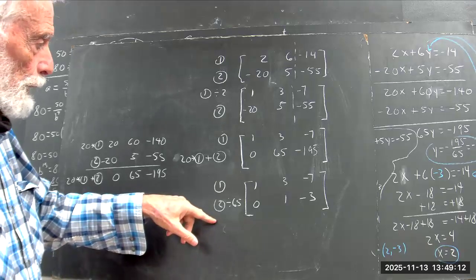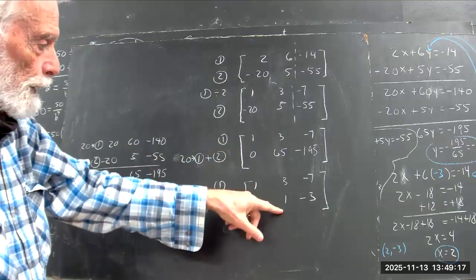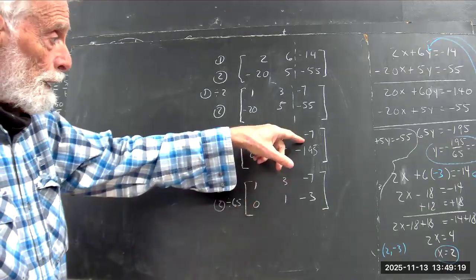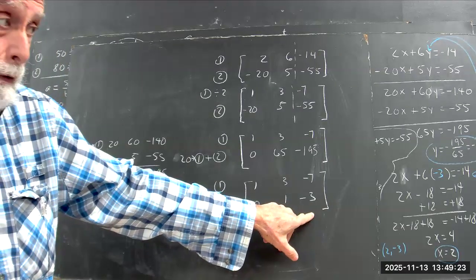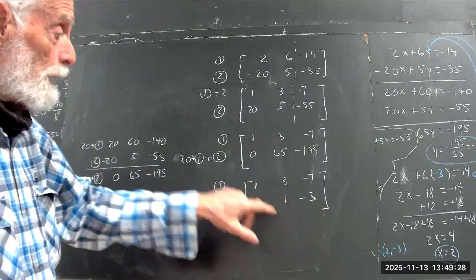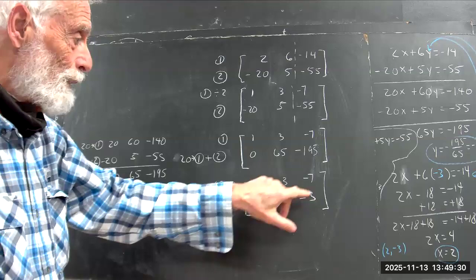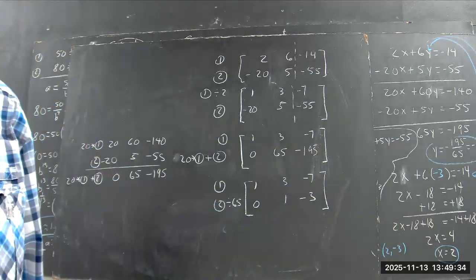I divide the second row by 65. 0 divided by 65 is 0. 65 divided by 65 is 1. Negative 195 divided by 65 is negative 3, which ought to be familiar because it's a solution for y. And what does this row stand for? No x plus y equals negative 3. Y equals negative 3. We've already solved for y.